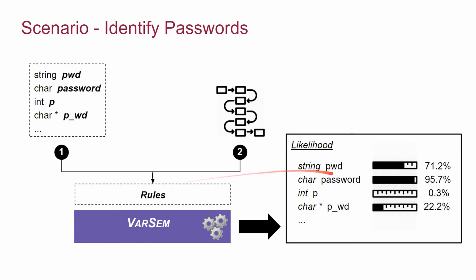For example, this variable, char password, has 95.7% to store the password, and this variable, int P, has only 0.3% to store password. So based on this result, developer can easily identify the password.